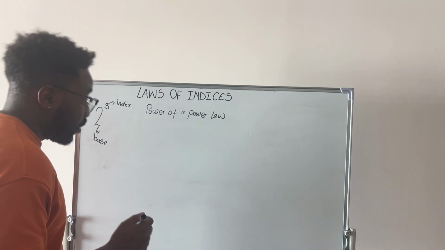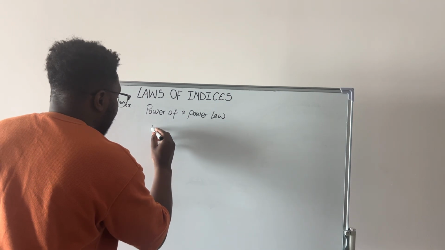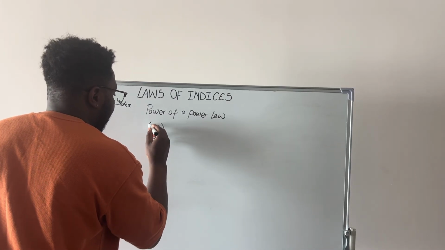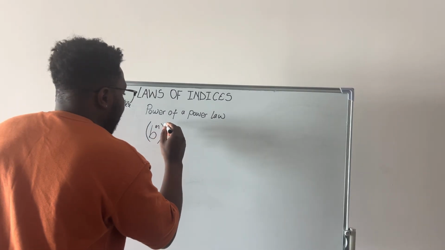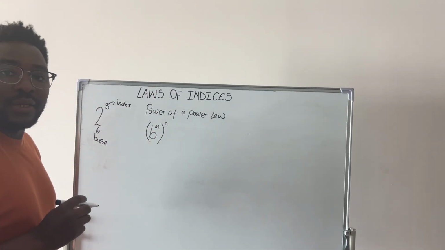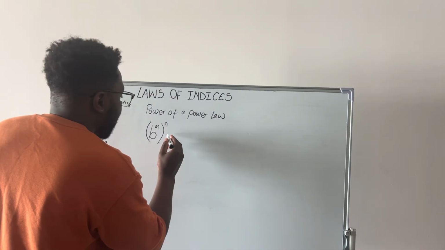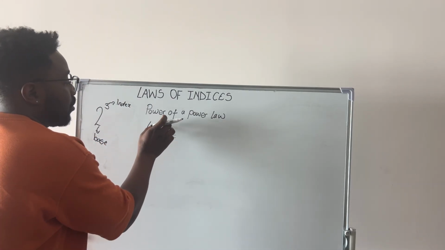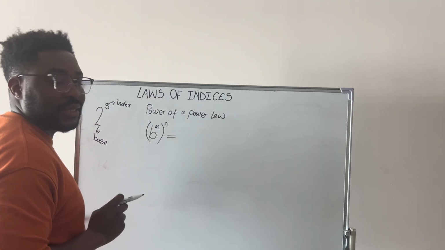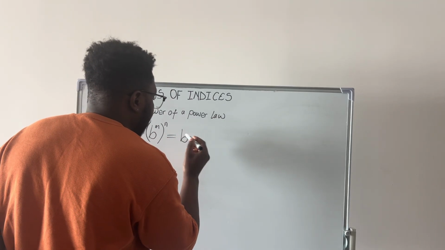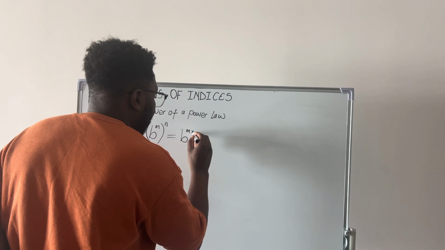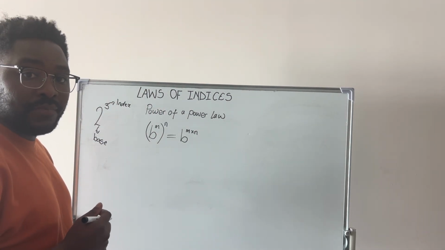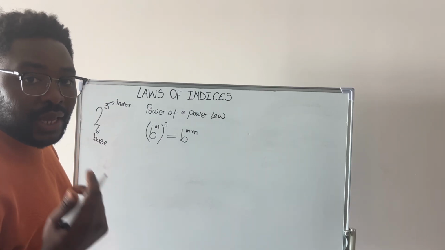Let's say we have b raised to m, and also raised to n. Now, the power of a power law says we have to multiply their indices. So that would be b raised to the power m multiplied by n. Let's deal with an example.